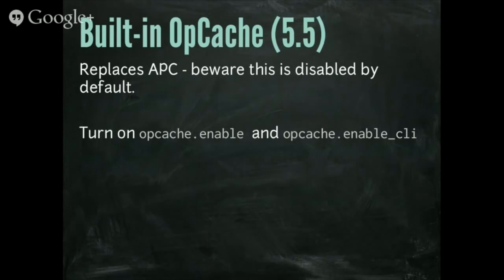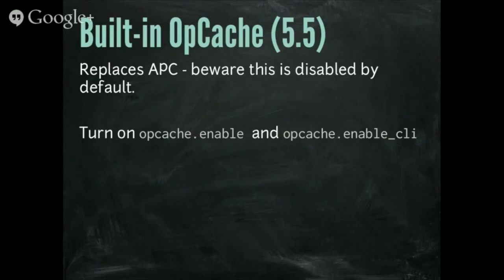the project got into trouble with PHP 5.4 because there were a lot of changes, and we eventually started using Zend's opcache instead for 5.4. It's available through PECL. And then it's actually included in the language in 5.5.